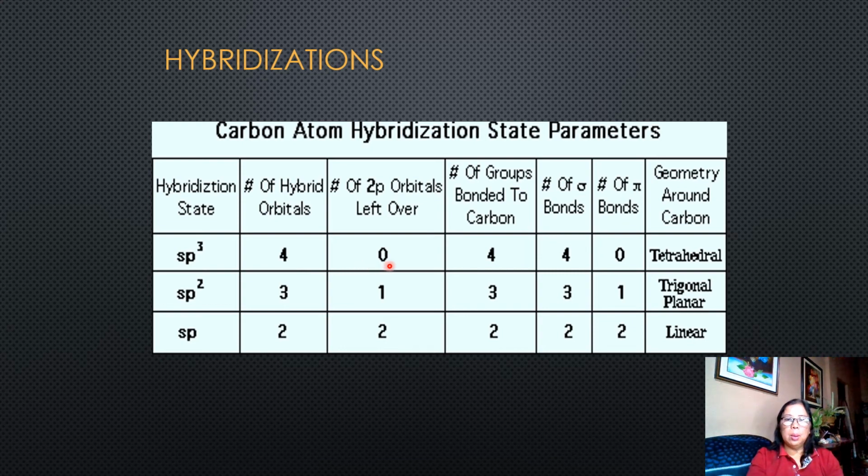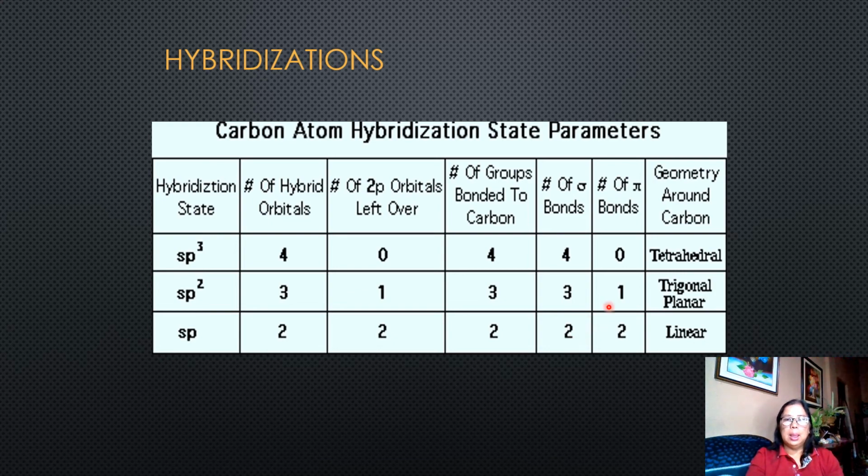It's very obvious since carbon has 4 valence electrons, so the remaining is none for sp3, sp2 1, sp 2. The number of groups bonded to carbon: 4, 3, 2 again. So, hence therefore, the number of sigma bonds is 4, 3, 2, the same.